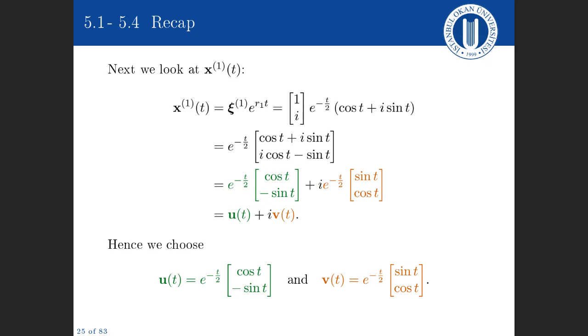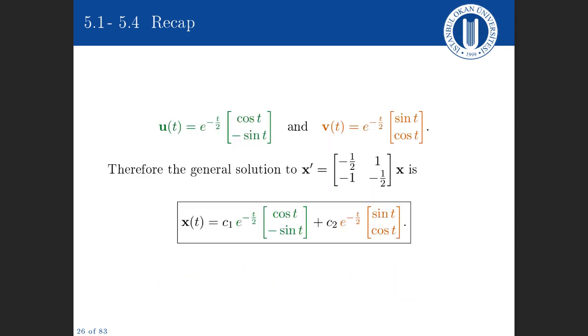As soon as we know u and v, we can write down the general solution to the linear system. It's just going to be constant u plus constant v, or c1 e to the power minus t over 2 (cos t, minus sine t), plus c2 e to the power minus t over 2 (sine t, cos t). So that's what we do if we have complex eigenvalues. Let me just recap that.